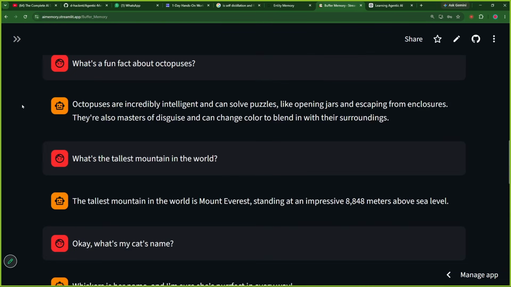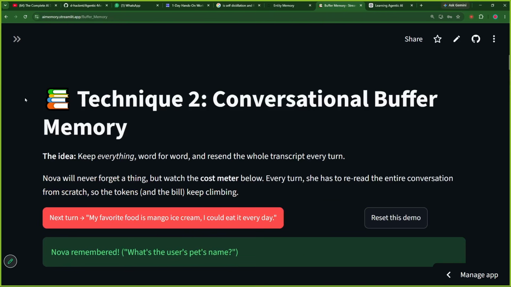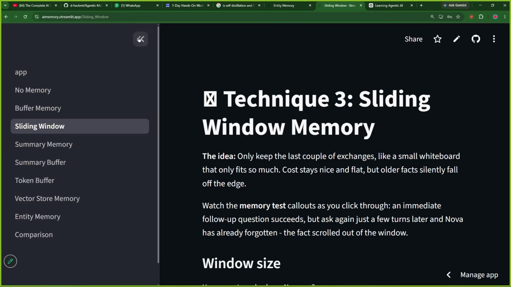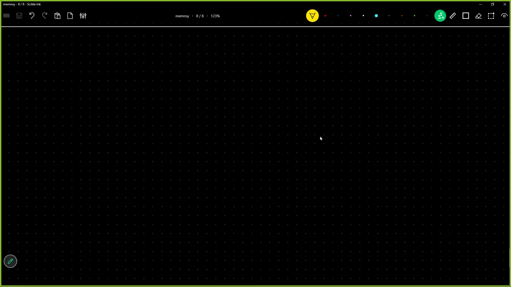All right, so this was the first technique, conversational buffer memory, and the drawback of this memory is that it is very, very costly. To solve this, people came up with a new technique called sliding window memory. What is this sliding window memory? Let me go ahead and tell you.